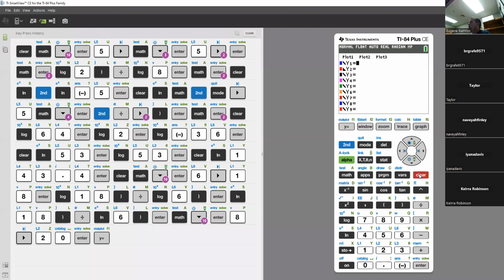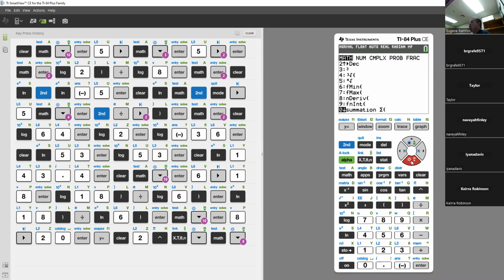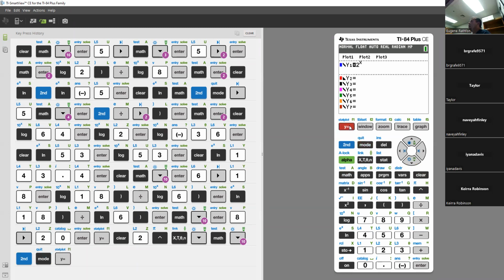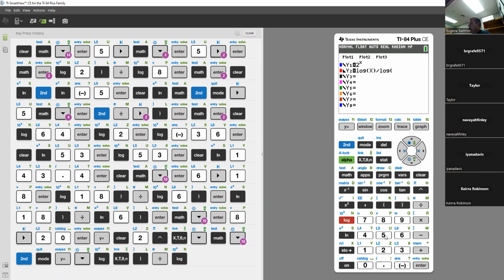I'm going to go to y equals and clear that out. So y1, I'm going to put in 2 exponent x. Then I'm going to arrow down to y2. Now remember, on the newer calculators, you could go down here and get that log base. But I'm going to do it without the log base, the old method. So the old method would be the log of x, close parentheses, divided by the log of 2, close parentheses.